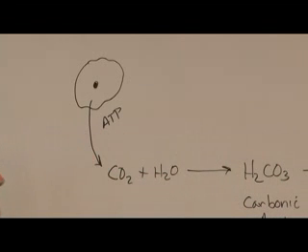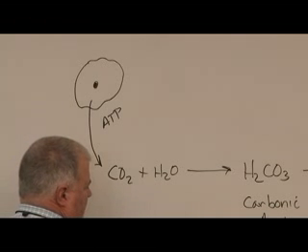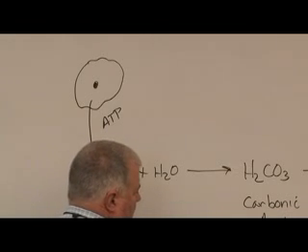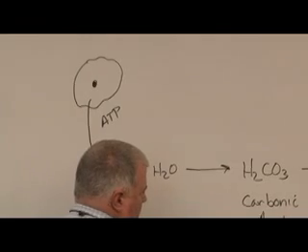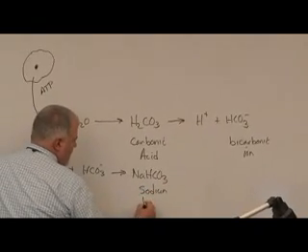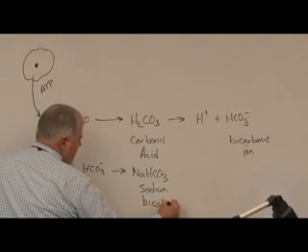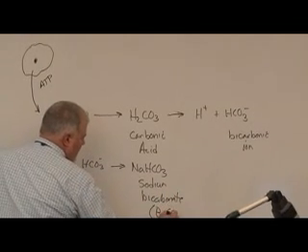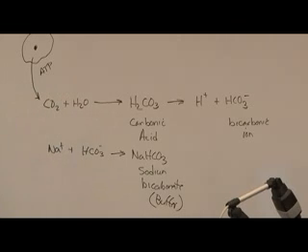So what happens then, once we form the bicarbonate ion in our blood, is we have sodium as one of our major positive ions in the blood. So the bicarbonate then interacts with sodium to form this compound, which is sodium bicarbonate. And so this is our buffer that we make in our blood and circulate within our blood.